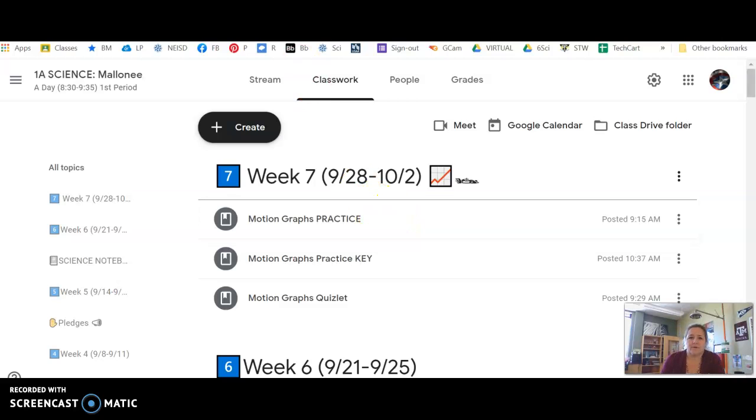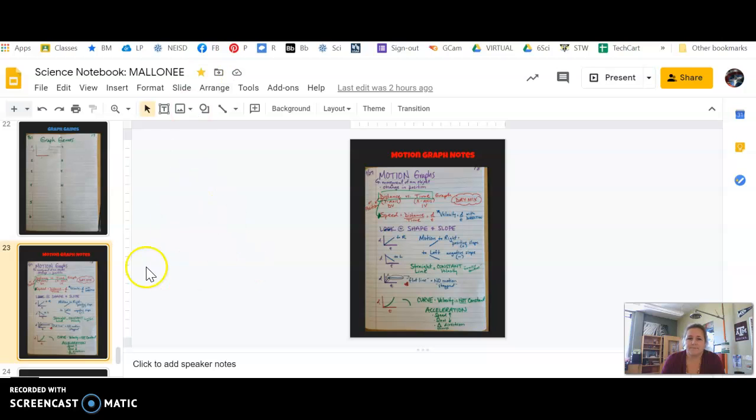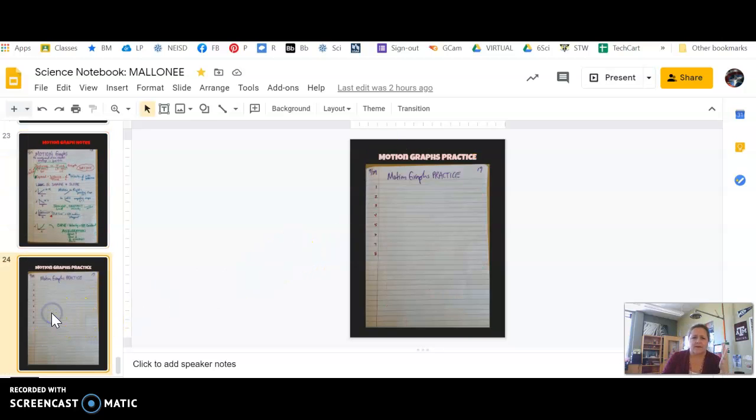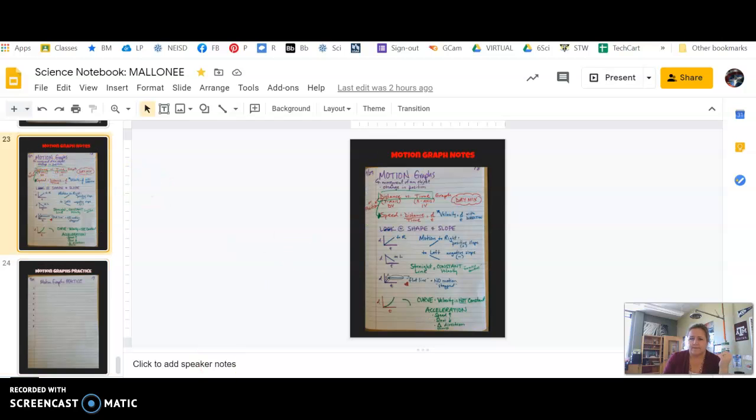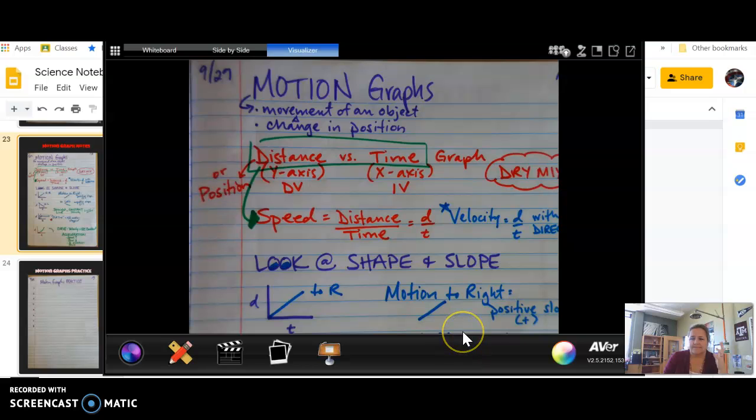So as always, you can go to Science Notebook in Google Classroom. I would say go ahead and copy this down first so you can focus on my explanation. So at this point, you could push pause, copy this down, and then come back and play, and I will explain these notes in just 1 second. But don't forget this is here, and then I'll also explain the motion graphs practice, which will be your second part. Okay, so looking at this, you should have already pushed pause and copied it down.